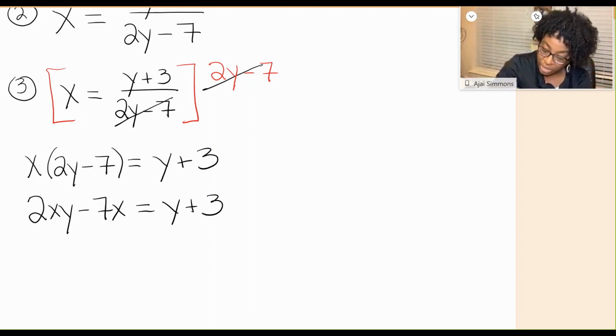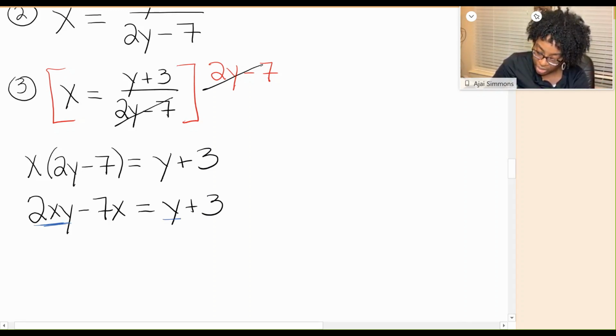So on this particular problem, I'm going to do something. I'm going to bring everything that has a y on it, which is these two terms right here.